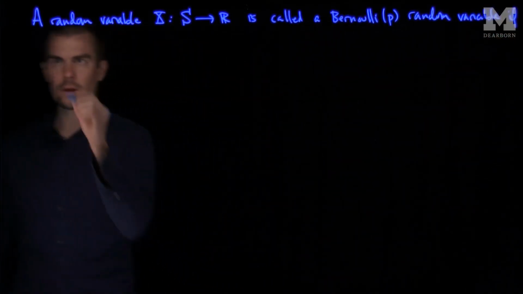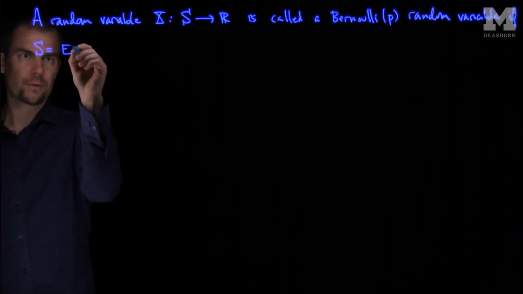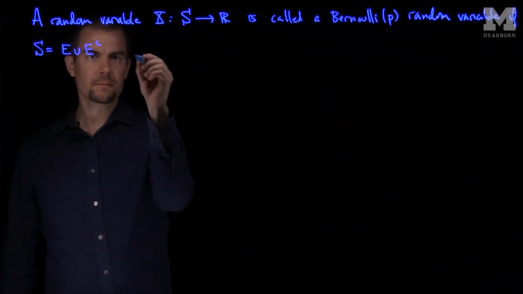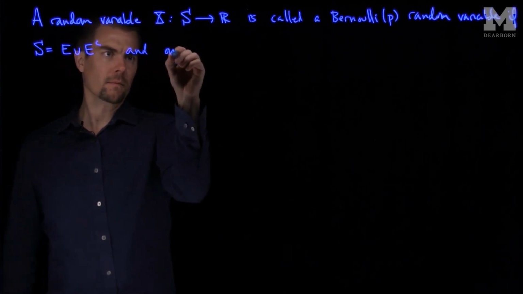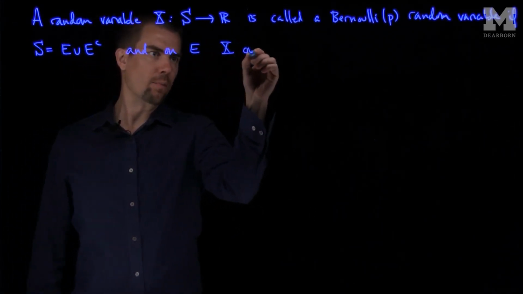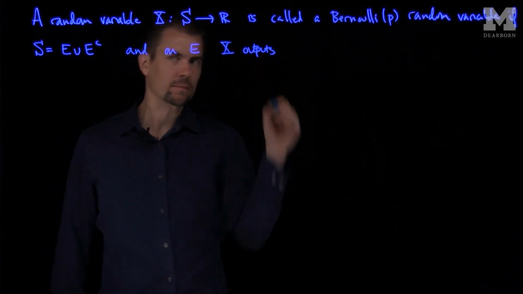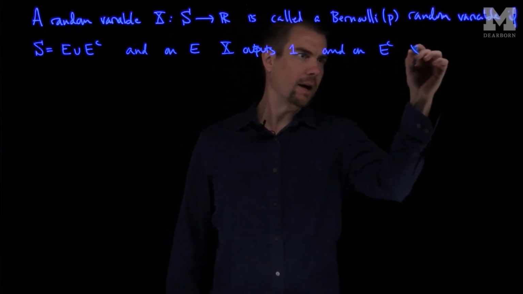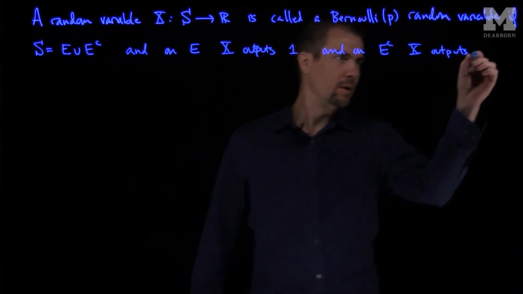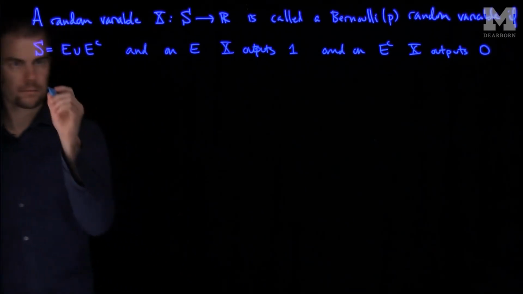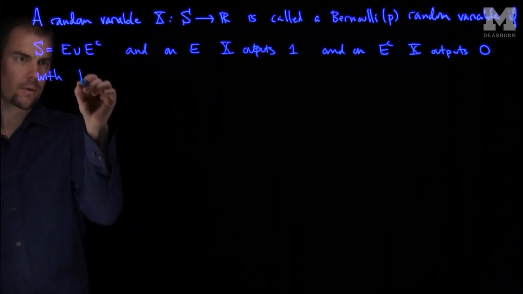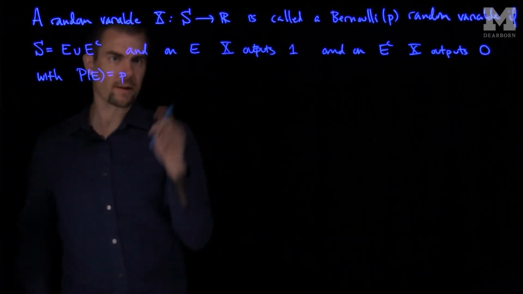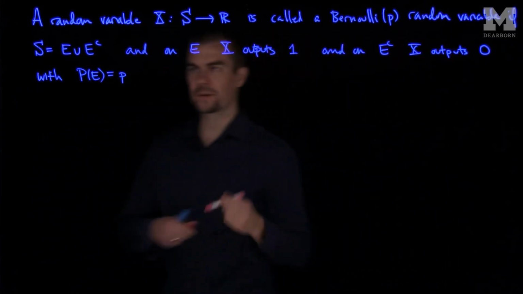if the sample space S can be partitioned into two sets E and E complement, and on E X outputs 1, and on E complement X outputs 0, with the probability of the event E being equal to P, and then consequently the probability of E complement has to be 1 minus P.